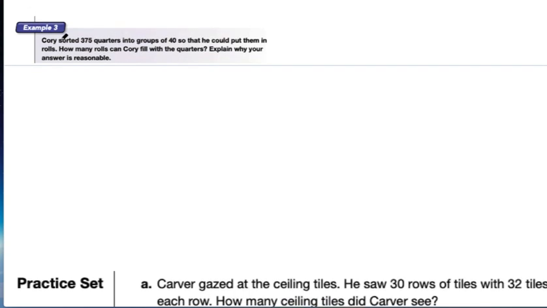Here's example 3. We've got Corey, and he's sorting quarters into groups of 40 so that he could put them in rolls. He has 375 of these quarters, by the way. How many rolls can Corey fill with the quarters? Explain why your answer is reasonable. If we're going to put them in groups of 40, that means we're literally dividing them by 40. So 40 cannot go into 3, 40 cannot go into 37 rather, but 40 can go into 375. But the thing is, I don't know how many times.